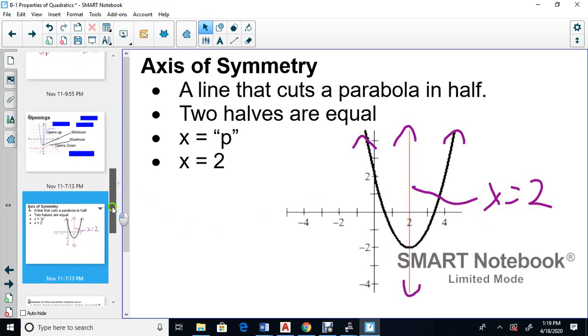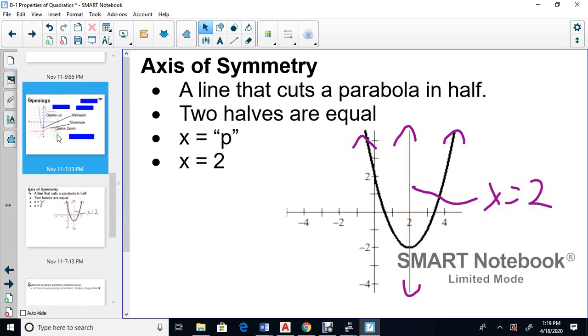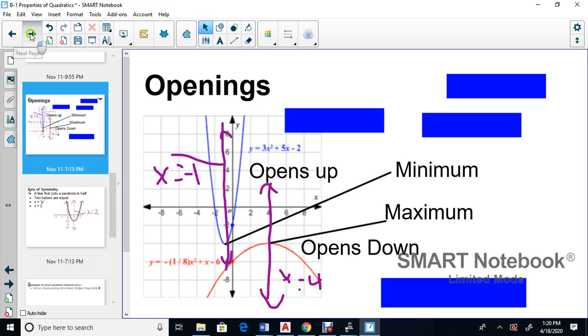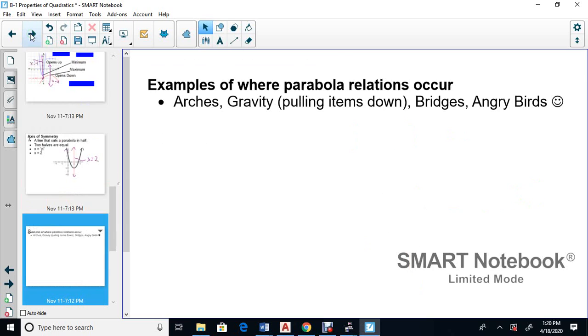Okay, maybe we can go back to some of the other ones here, and I'll show you the axis of symmetry on some of the other ones. Here cuts it, looks like these go by 2. This cuts it right down the middle here. That axis of symmetry here is x equals -1. This cuts it right here. Okay, and this axis of symmetry is x equals 4. It's a line that cuts it in half. It goes through the vertex. Okay, let's keep going here.